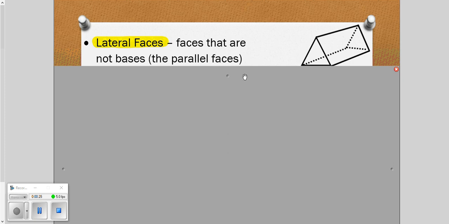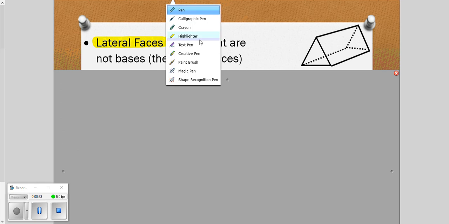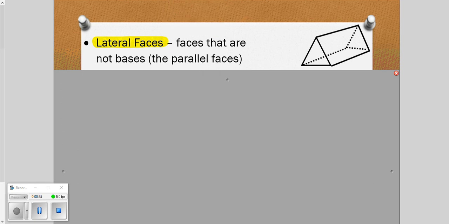So I'd like you to go ahead and draw this triangular prism over here to the right. And the bases would be the two that I'm about to highlight in green. So that triangle and then the other triangle back here, those are the two congruent ones that are also parallel. So those would be the bases. And then the lateral faces would be everything else.